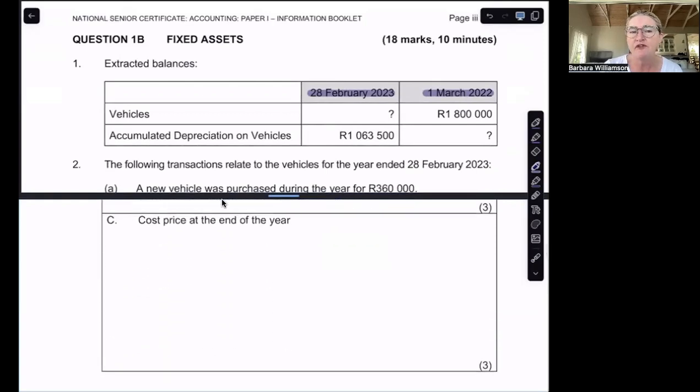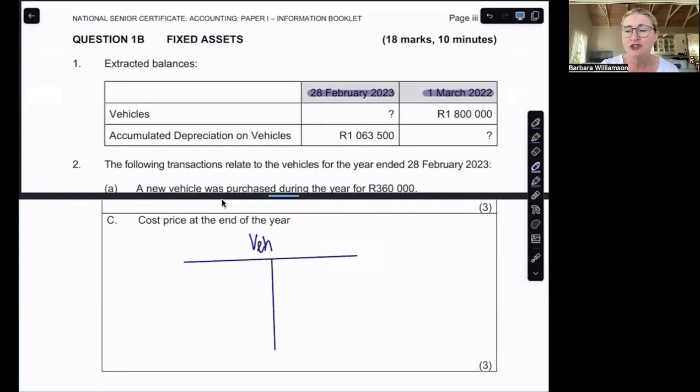And then we need to work out the cost price at the end of the year. And again, I'm going to create a vehicles account for that. Since these are rough T accounts, you don't need to worry about writing everything out in full. Abbreviations are absolutely fine, only in the calculations. Obviously, the rest of the paper, abbreviations don't get marks.